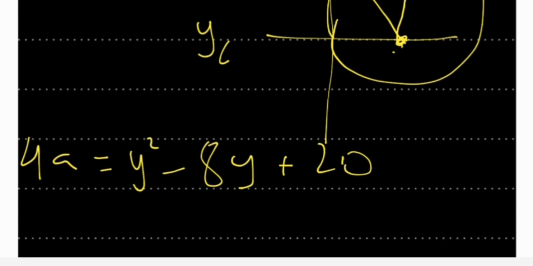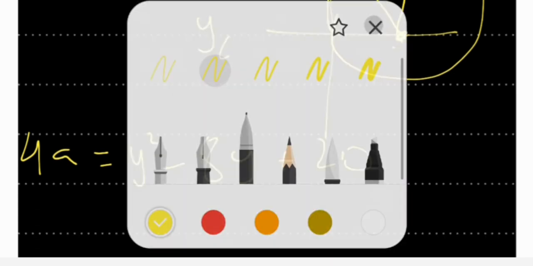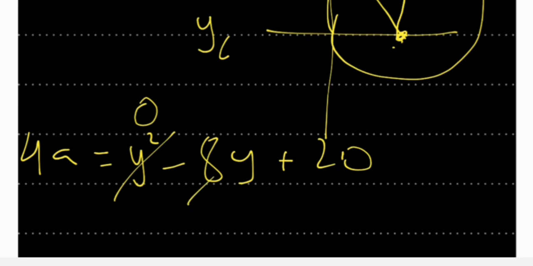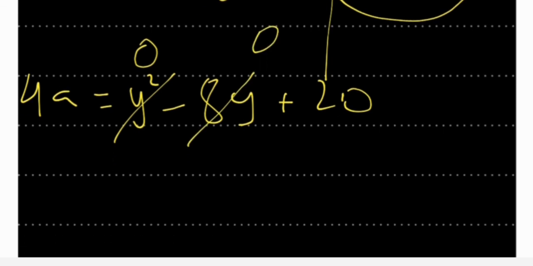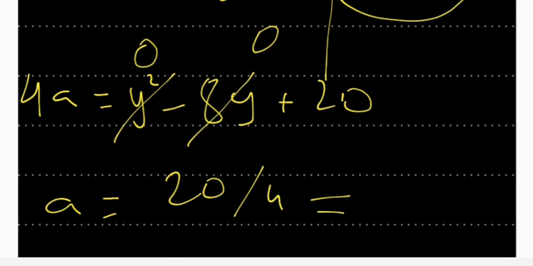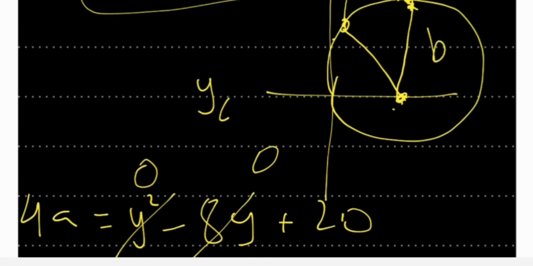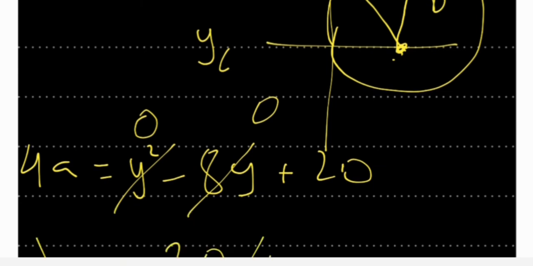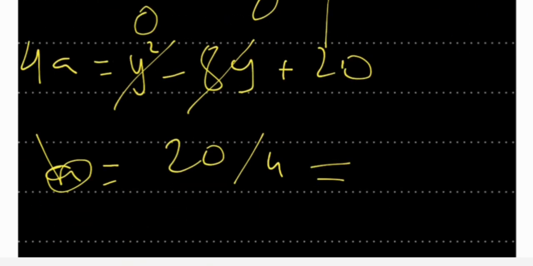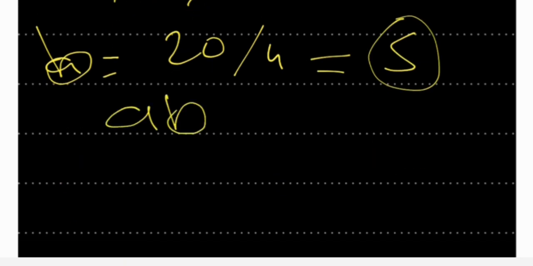So all we have to do now is put in 0, 0, and now we have that a is equal to 20 divided by 4, but now it's not a, because the radius of the second circle is called b. So b is equal to 20 divided by 4, which is 5. So a multiplied by b is equal to 5.